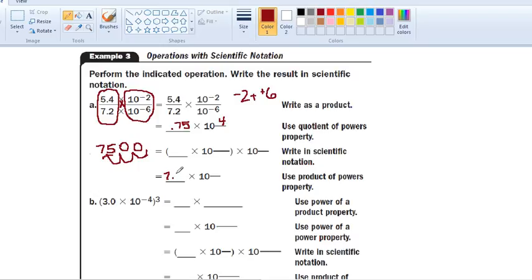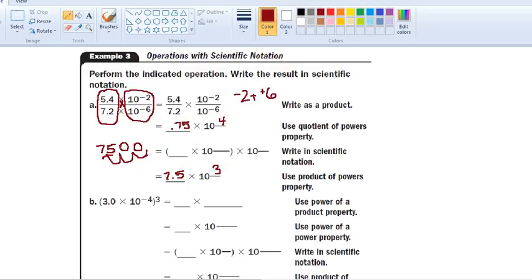So it's 7.5. And what has to happen here, when you have 7.5, to make it bigger, is we're going to move it 3 spots to the right. And that's really what this number is. It's another way to write this in more correct form.